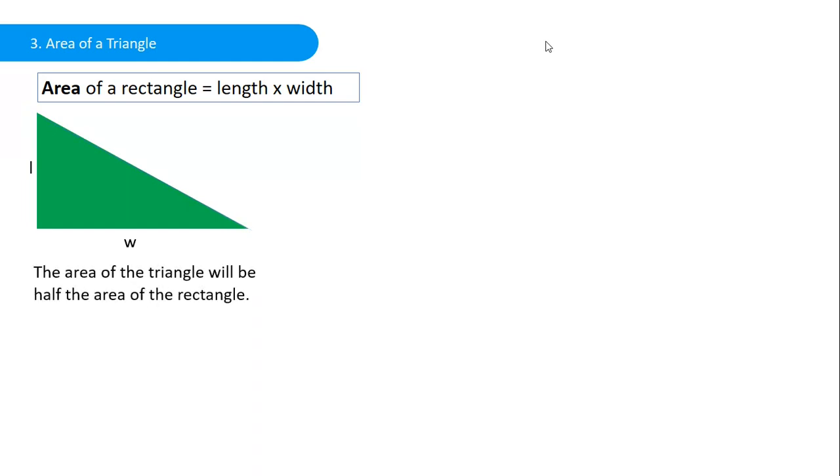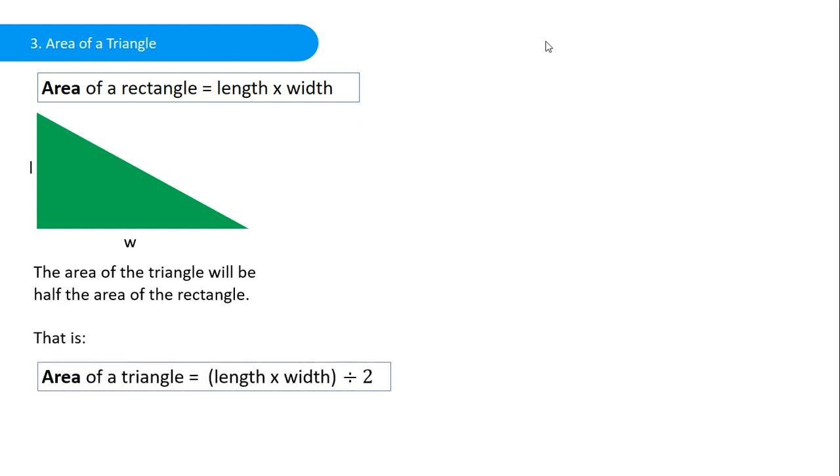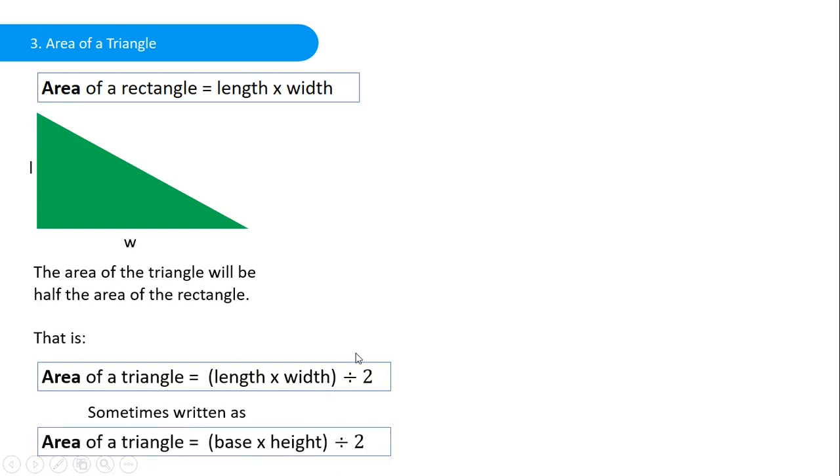So the area of my triangle would be half the area of the rectangle. That is the area of the rectangle, the length times the width, divided by 2. Half the area of the rectangle. It's sometimes also written as base times height divided by 2, where the base is the bottom of the triangle and the height going up the triangle.